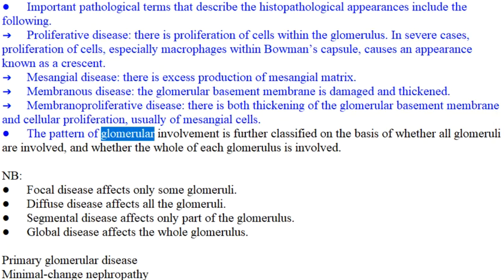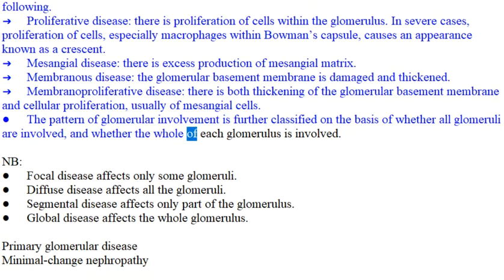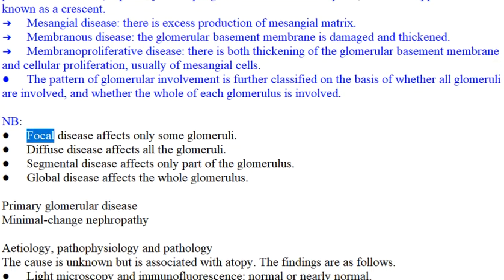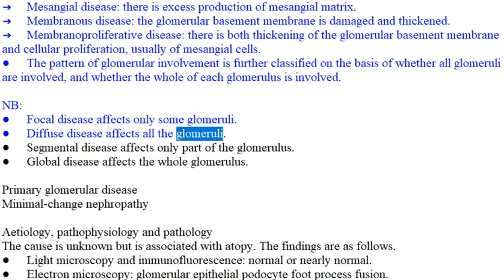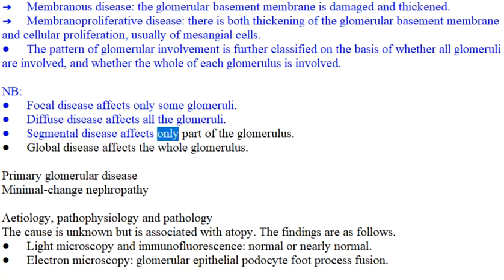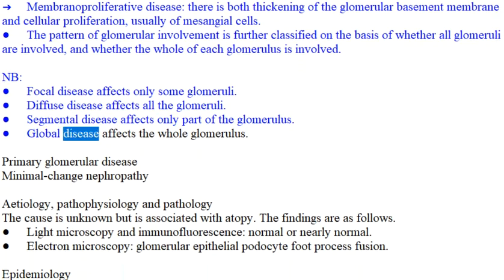The pattern of glomerular involvement is further classified on the basis of whether all glomeruli are involved, and whether the whole of each glomerulus is involved. NB. Focal disease affects only some glomeruli. Diffuse disease affects all the glomeruli. Segmental disease affects only part of the glomerulus. Global disease affects the whole glomerulus.